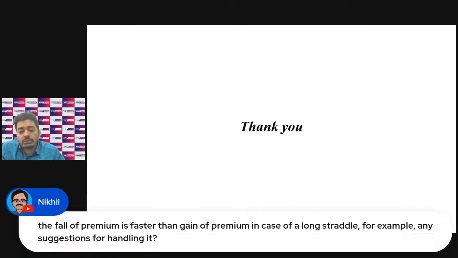Yeah, so there is a question from Nikhil regarding the fall of premium being faster than the gain for the premium in the case of a long straddle. For example, any suggestions for handling that? Sir, I agree with your point completely. The speed at which option premiums reduce is much faster compared to the gain. Even though you get the direction right, there is a challenge in this particular thing.